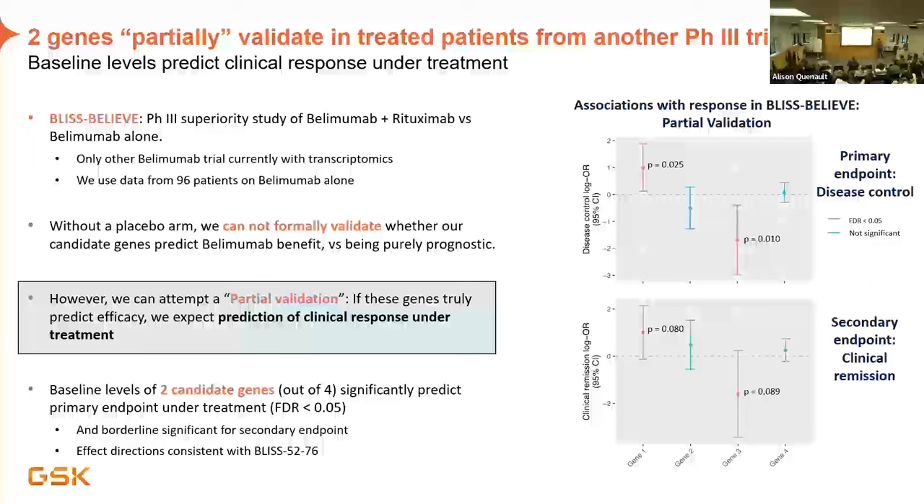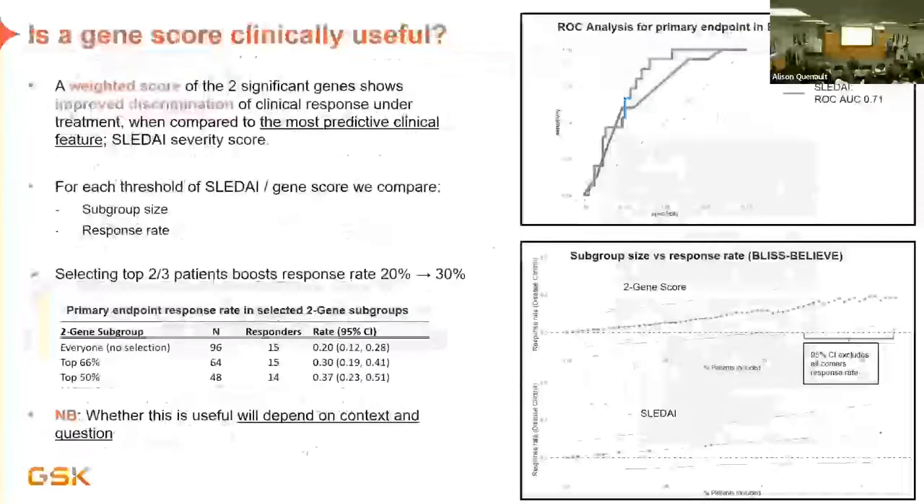So we did that. We took the 4 genes forward that seemed plausible. And 2 of them were just about significant. They're not hugely significant. They certainly don't survive correction for 3,000 tests. But in the context of just testing 4 proposals, they're just about significant.